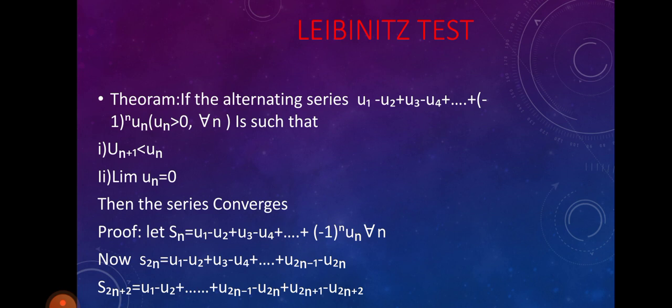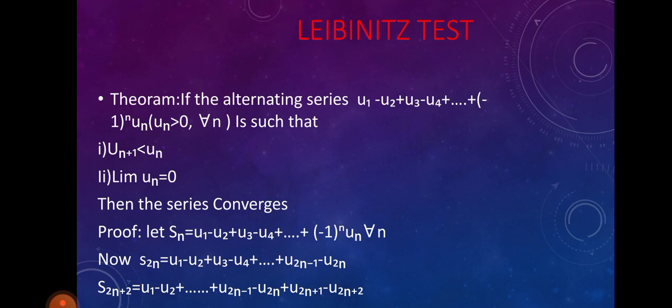So, the statement of our theorem is: if the alternating series u1 minus u2 plus u3 minus u4 up to minus 1 raised to n into un, where un is greater than 0 for all n, is such that un plus 1 is less than or equal to un and limit un is equal to 0, then the series converges.